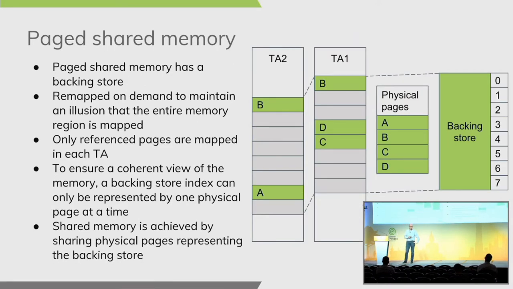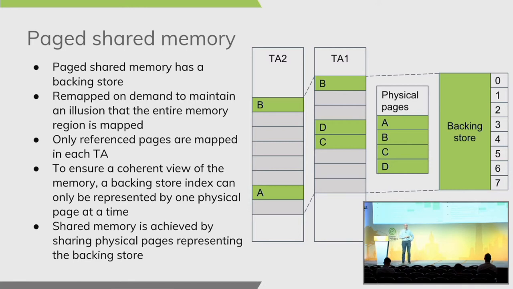When we come to paged shared memory, we still have a backing store, and it's still mapped on demand. It's only mapped in each TA as needed. So it means that if we have two TAs, as in this case, not all the physical pages which are representing a backing store may necessarily be mapped. In this case, we have physical page B, for instance, that's mapped at index 0 in both TAs, but the other pages are only mapped in one TA at the same time.